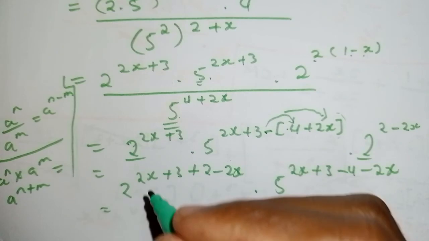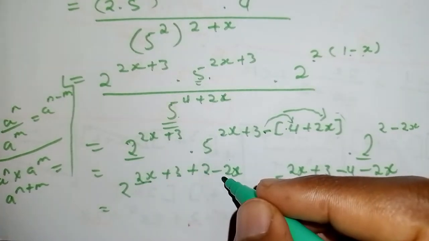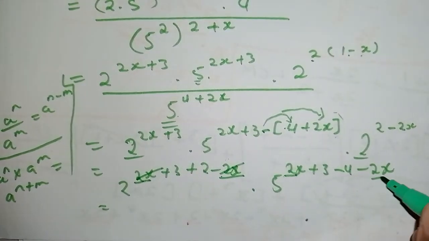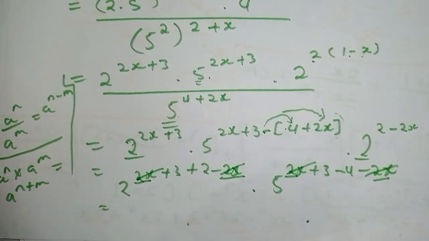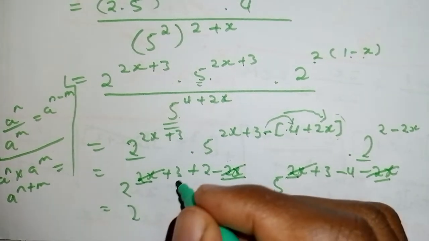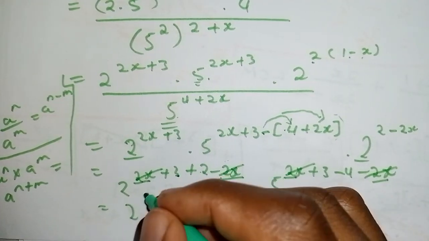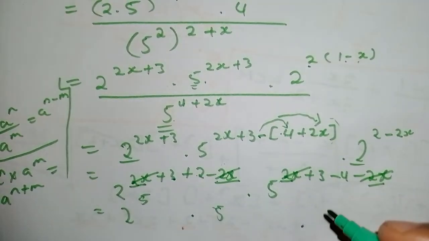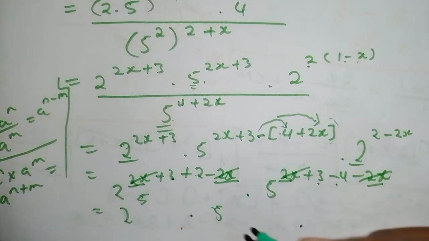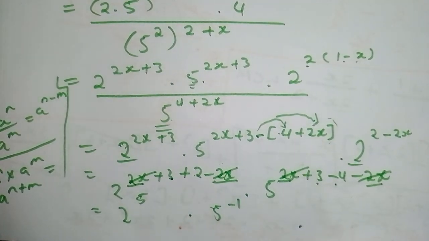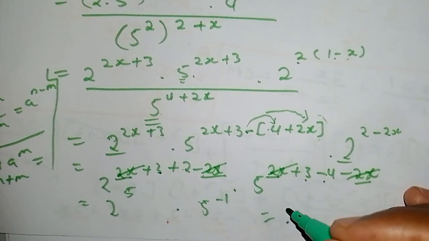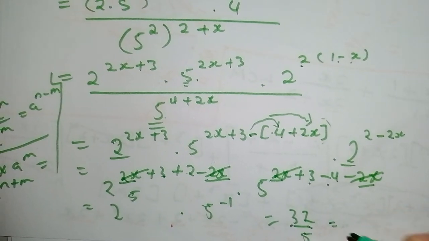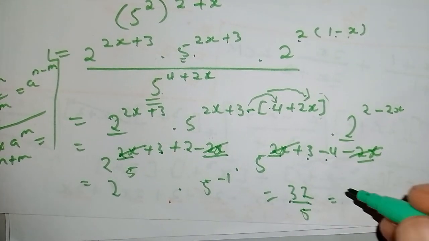Then if you check, I have minus, I have plus, I have minus, out. Right? I have plus, I have minus, out. I'm going to have 3 plus 2, which is 5, and then multiply by 5. Then minus 4 plus 3 is minus 1. Then I believe this is going to give me 32, because 2 to the power 5 is 32, all over 5. There's my final answer. Right? This is my final answer.